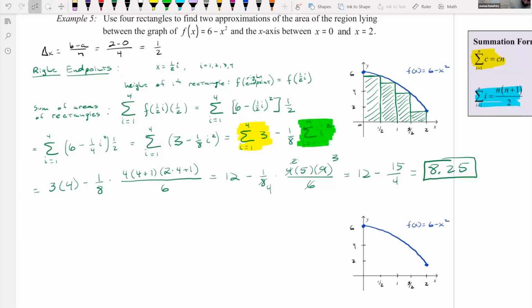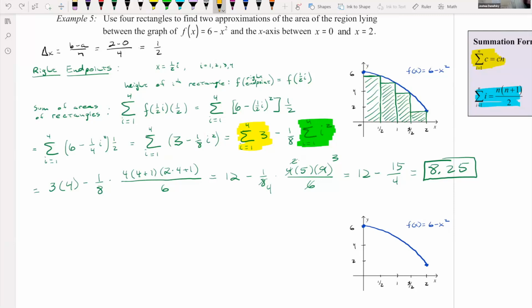That 8.25 is the sum of the areas of those 4 green rectangles that you see, and that is an approximation of the area under the curve. Of course, it's less than the area under the curve because we have those white spaces there, right? These guys here, and this one, and this one, and this one, we have these little gaps that are unaccounted for. But as we saw earlier, we're going to take care of those by taking a limit as the number of rectangles goes to infinity.